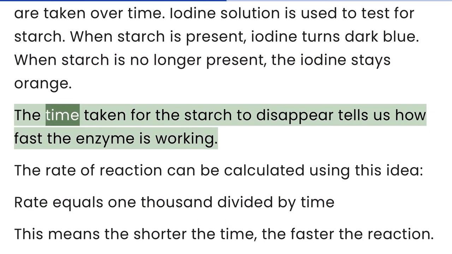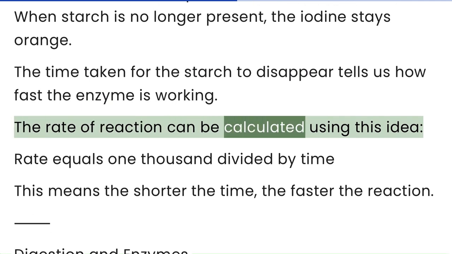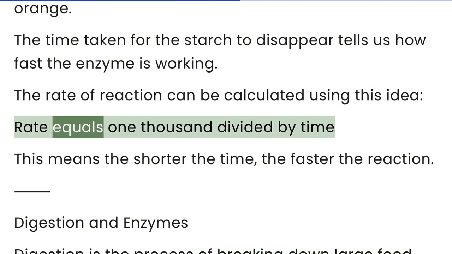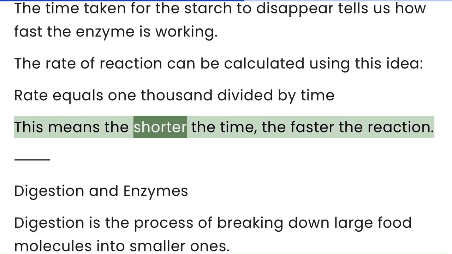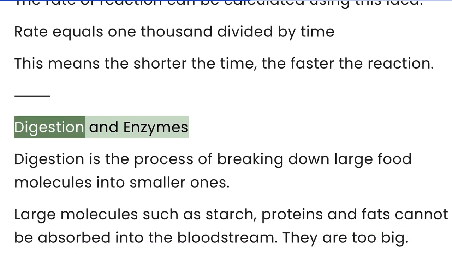The time taken for the starch to disappear tells us how fast the enzyme is working. The rate of reaction can be calculated using this idea. Rate equals 1000 divided by time. This means the shorter the time, the faster the reaction.